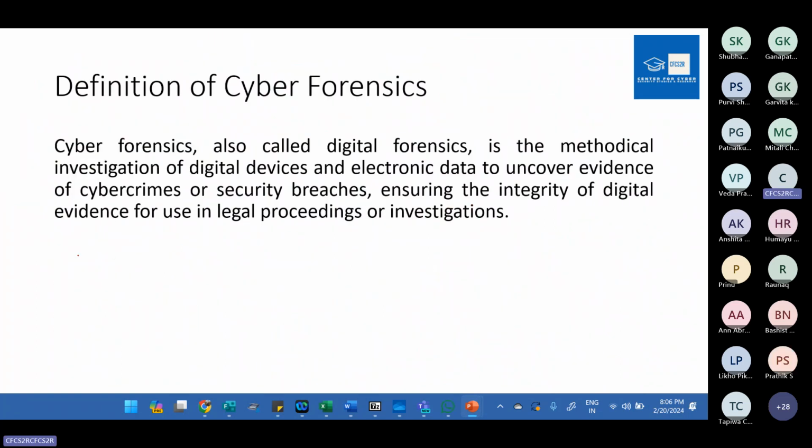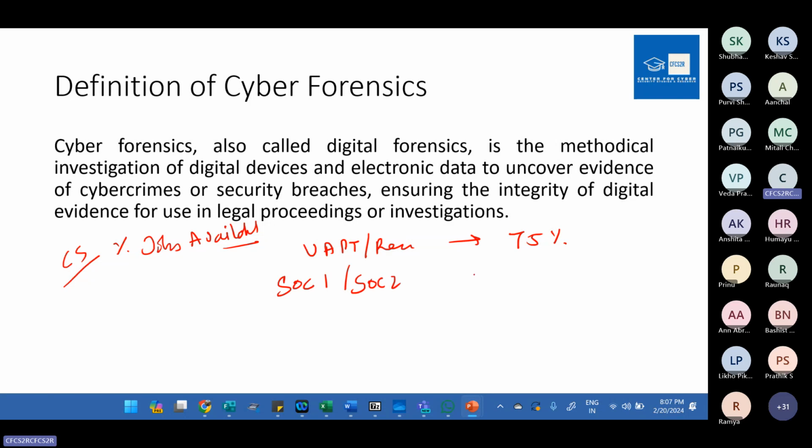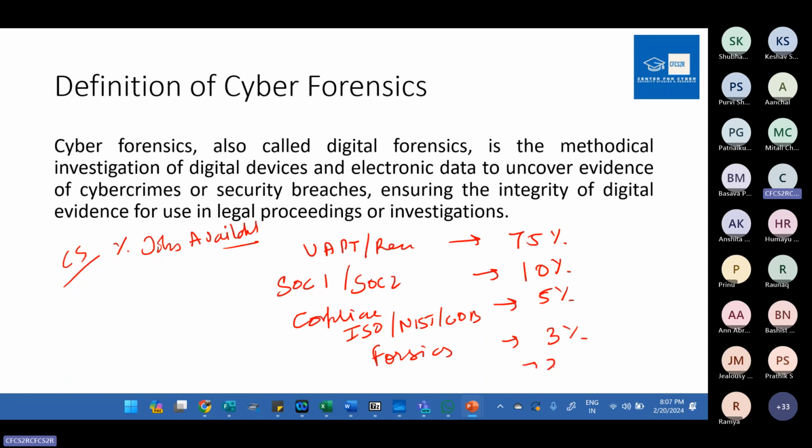Now let me tell you, if I talk about cyber security and the percentage of jobs available, if you are into a VAPT sector or some recon sector, there are around 75% of jobs. For a SOC analyst, even if it's a SOC 1 or SOC 2 analyst, there are around 10% jobs. For the compliance part, compliance means your ISO, your NIST, your COBIT, it is around 5%. And for forensics, it's around 3% or something, and 2% are others. So it is 100%. Just check somebody, because I'm not so good with maths. So you can see that for forensics, only 3% jobs are there.